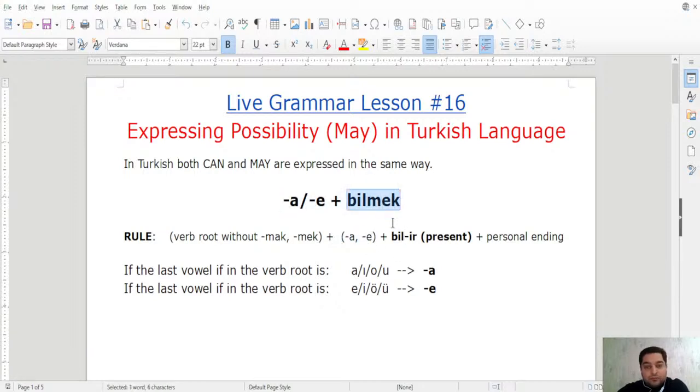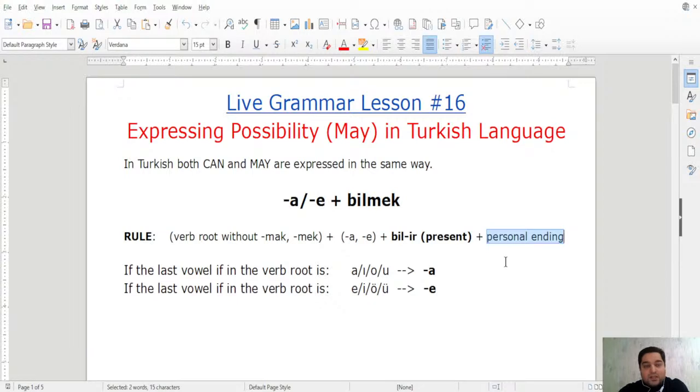Bilmek verb. And of course, for the present tense cases, we use bilir, right? Not biliyor, not bildim, because there are different tenses. For the most frequently used tense, which is the present tense, the present tense for bilmek is ir. So therefore you have what? Verb root plus a or e, then bil, then ir, and then you add the personal ending. So that's basically how you can say can or may in the affirmative form.